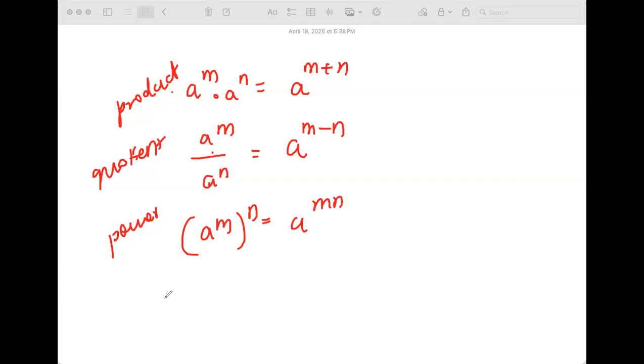And then what else is there? A power of minus n is what? 1 over a to the n. Yeah. Got it? Okay. So this is more than enough to understand.